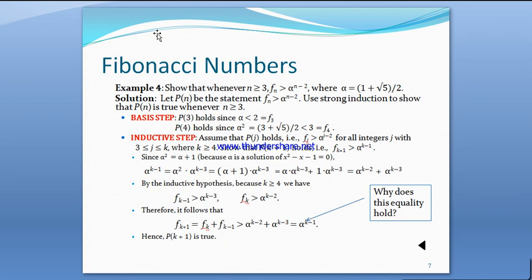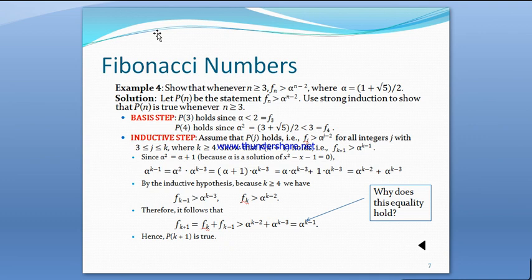For proving the result P of k plus 1, let us consider alpha power k minus 1. We can write alpha power k minus 1 equal to alpha square into alpha power k minus 3. Because alpha is the solution of x square minus x minus 1 equals 0, we can write alpha square equal to alpha plus 1. So replacing alpha square in the equation considered, we have (alpha plus 1) into alpha power k minus 3, which is alpha power k minus 2 plus alpha power k minus 3.